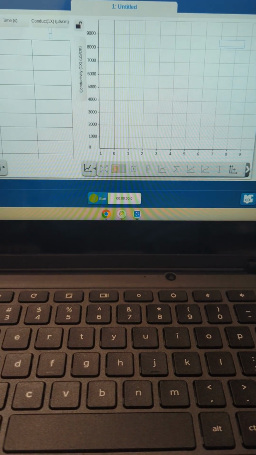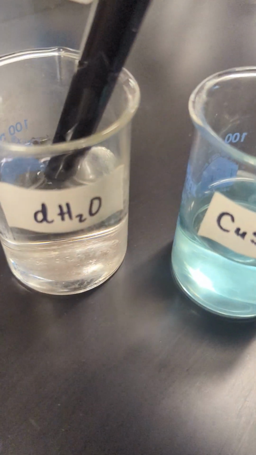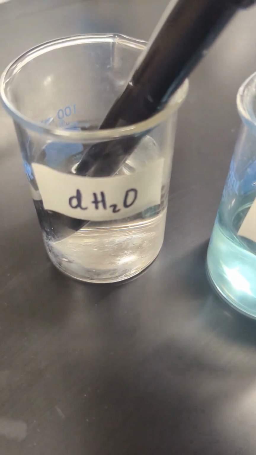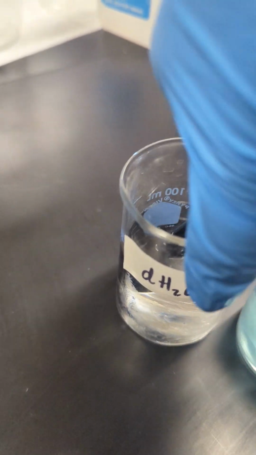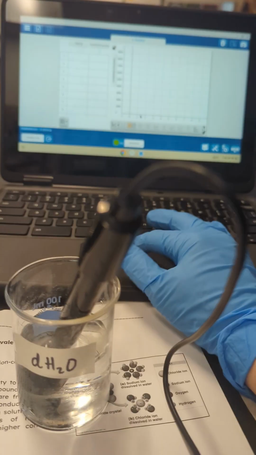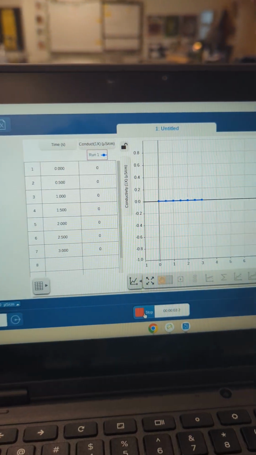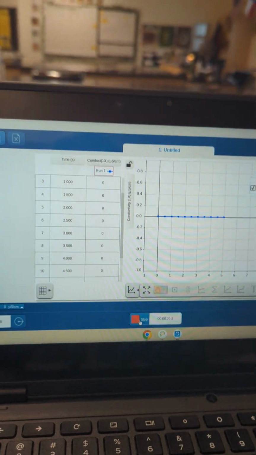Let's get our graph going. Let's rinse off the probe first in some water. Dry it off. Let's test our first solution, which is distilled water. I'm going to set our probe in there. And let's start our graph. You can see that the main reading is 0, and that's good.